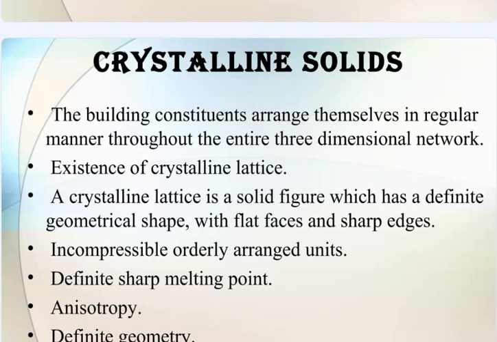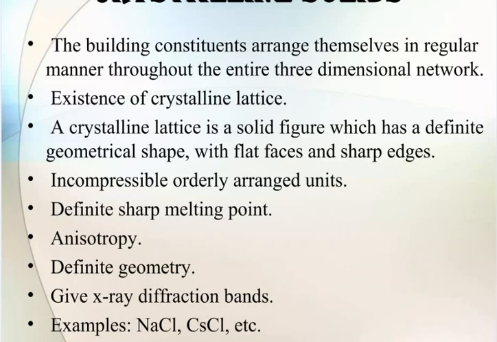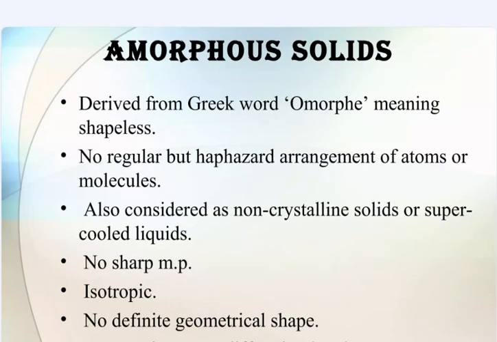What is a crystalline solid? The building constituents arrange themselves in a regular manner throughout the entire three-dimensional network. Existence of the crystalline lattice. A crystalline solid has a definite geometrical shape with flat faces and sharp edges. Incompressible, orderly arranged units, definite sharp melting point, anisotropy, definite geometry, give X-ray diffraction bands, for example sodium chloride and cesium chloride.